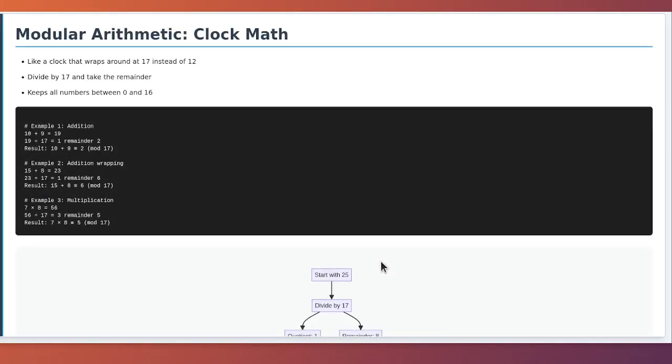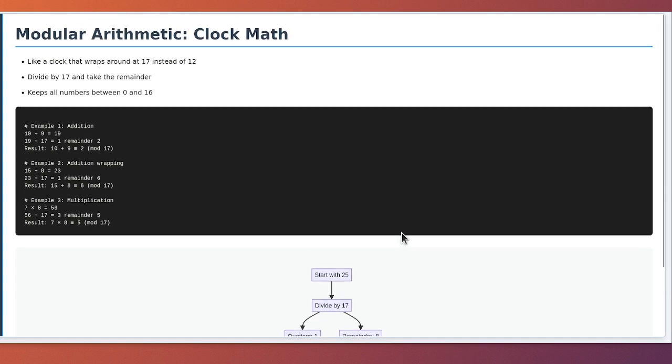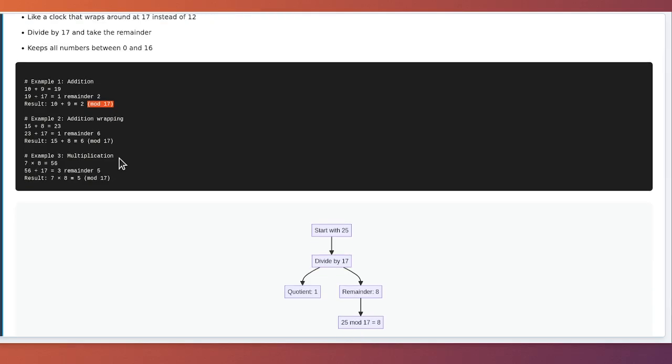Modular arithmetic basics. All ECDSA calculations use modular arithmetic. This is like clock arithmetic. A regular clock has 12 hours. When you reach 12 and add one more, you get 1, not 13. The clock wraps around. Modular arithmetic works the same way, but we can choose any modulus, not just 12. In our examples, we use modulo 17. This means our clock goes from 0 to 16, then wraps back to 0.